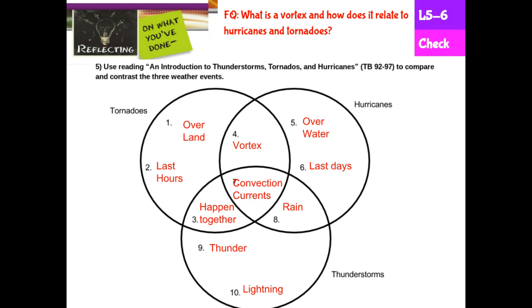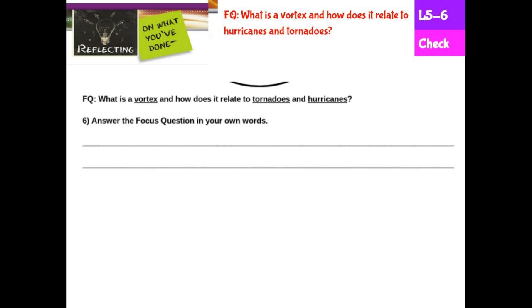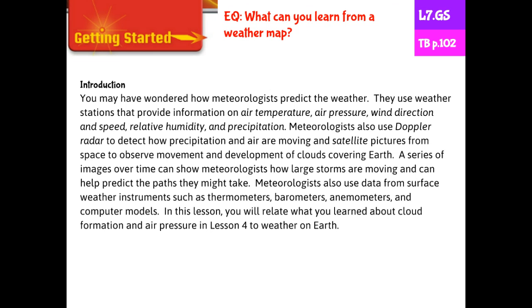There's a lot of things you could have put on the tornadoes, hurricanes, and thunderstorms Venn diagram, but these would be some examples that we came up with. And then the final question is, what is a vortex and how does it relate to tornadoes and hurricanes? And we'll be talking about that as a group.